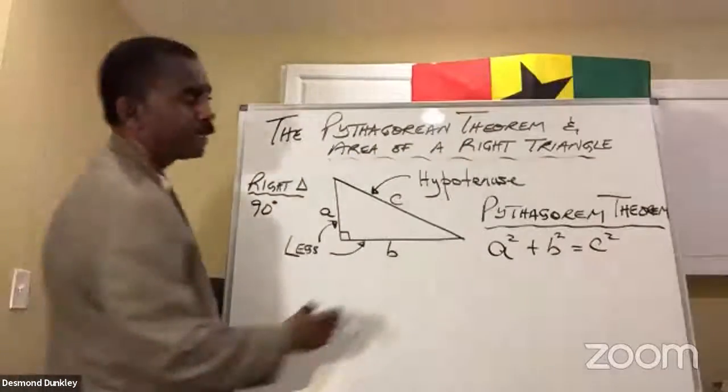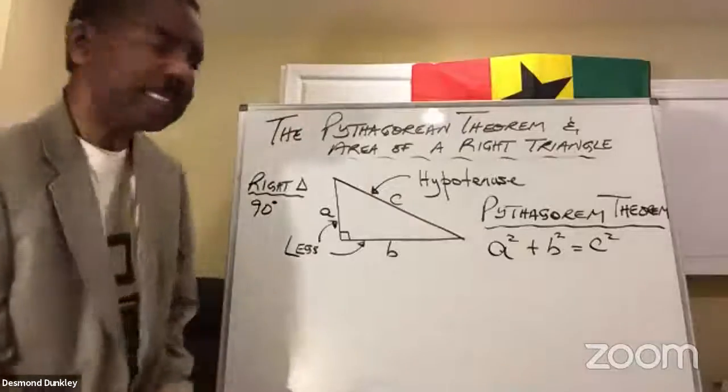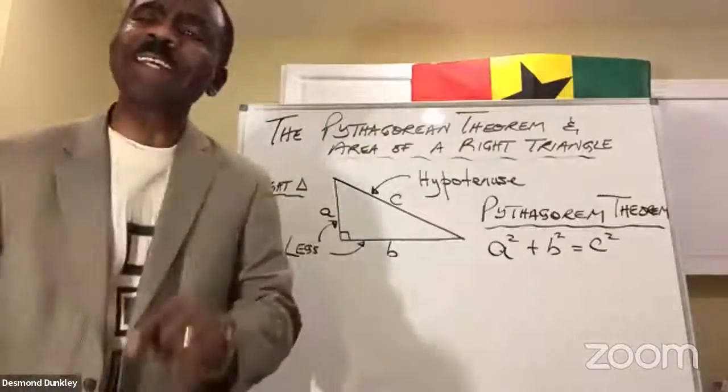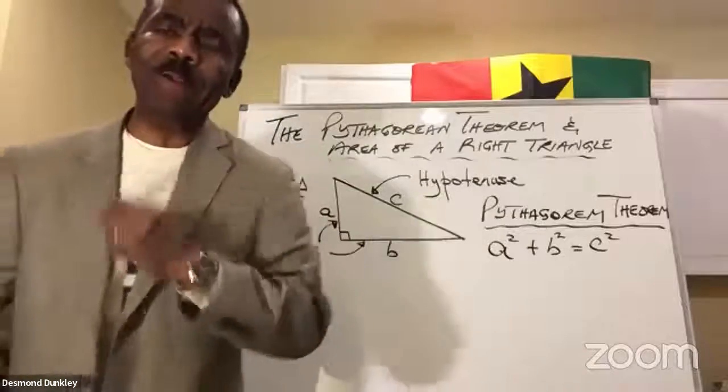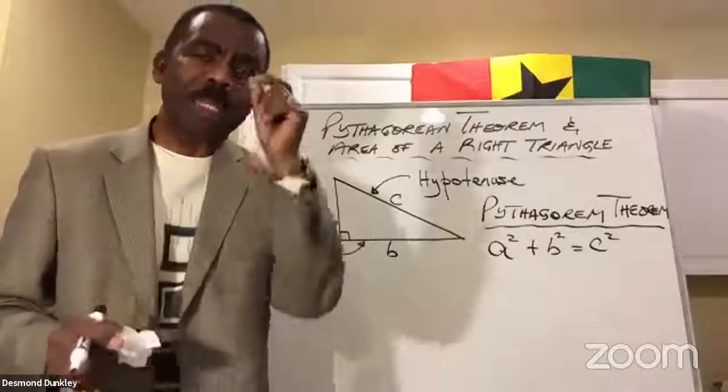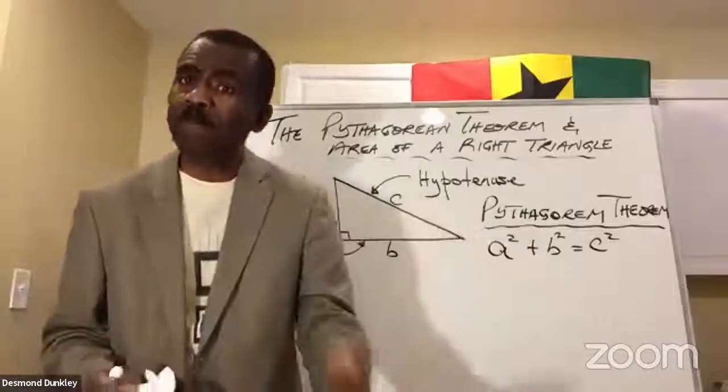Okay? So what does this mean? It means that if you have a right triangle, notice now, this only works for right triangles. Notice how many times within three minutes I've said right triangle. A million times already.